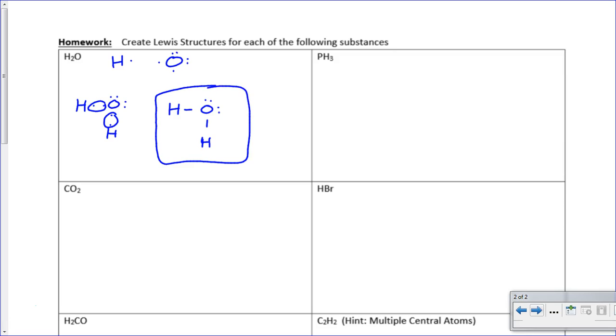For PH3, P has 5 valence electrons, H has 1 valence electron, and so what we'll have here is a P in the center. It's open for 3 bonds. There's going to be a hydrogen on this side, hydrogen on the bottom, hydrogen on the side here. All right, and so what we end up with on this one is P in the middle, 3 H's around it, and don't forget to put your pair of electrons on that.